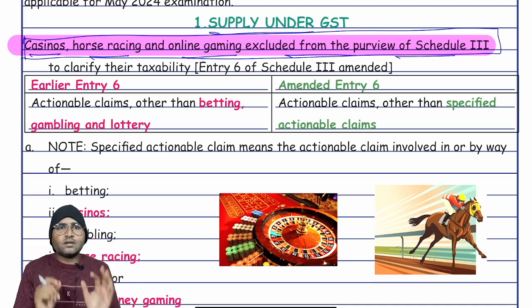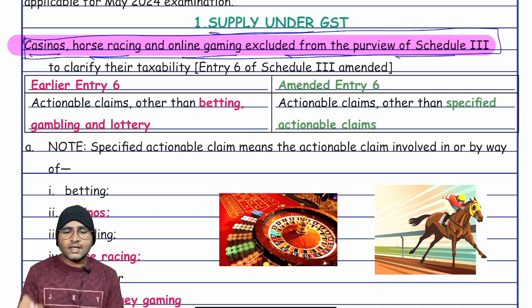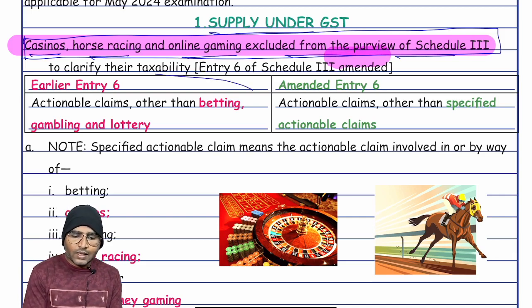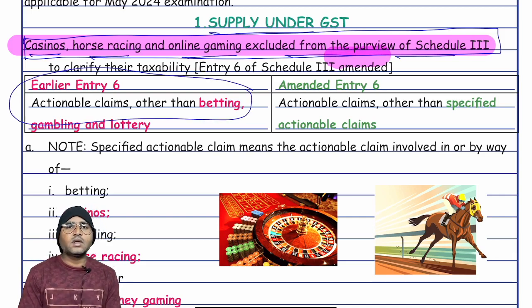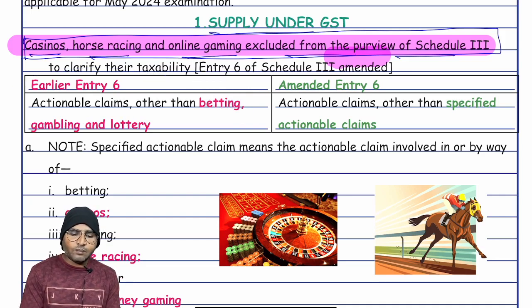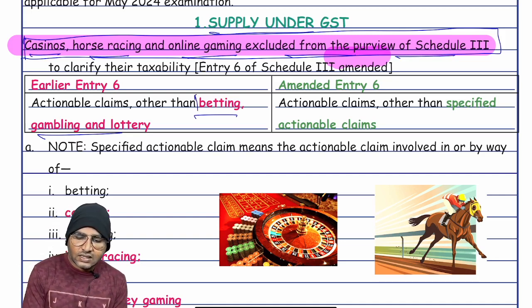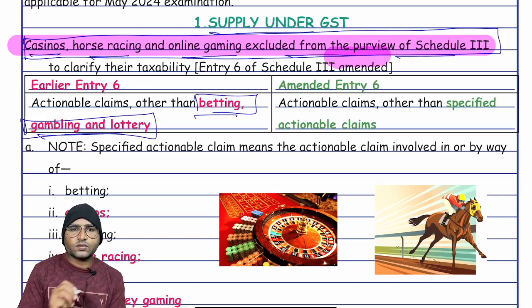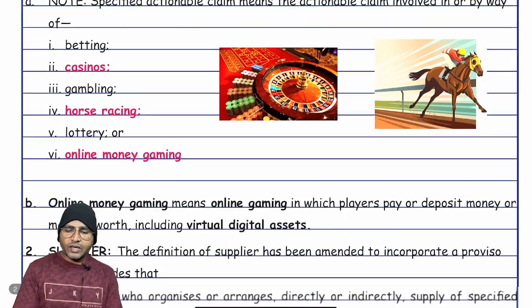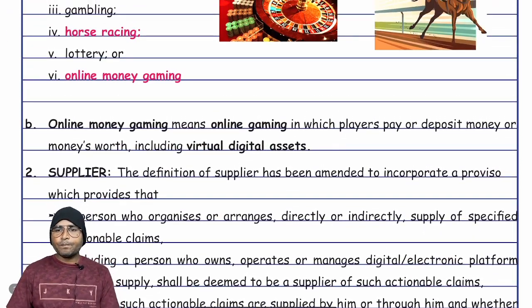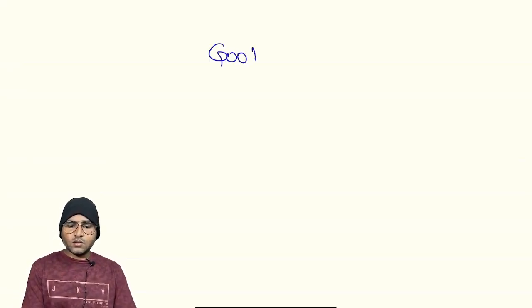First of all, what is the provision? Casino, horse racing and online gaming excluded from the purview of Schedule 3. First of all, before the amendment, the earlier entry was: actionable claims other than betting, gambling and lottery. That means earlier only betting, gambling and lottery, only these three things, were considered as goods. Let me give a clear picture about it. Earlier, the good definition comes.